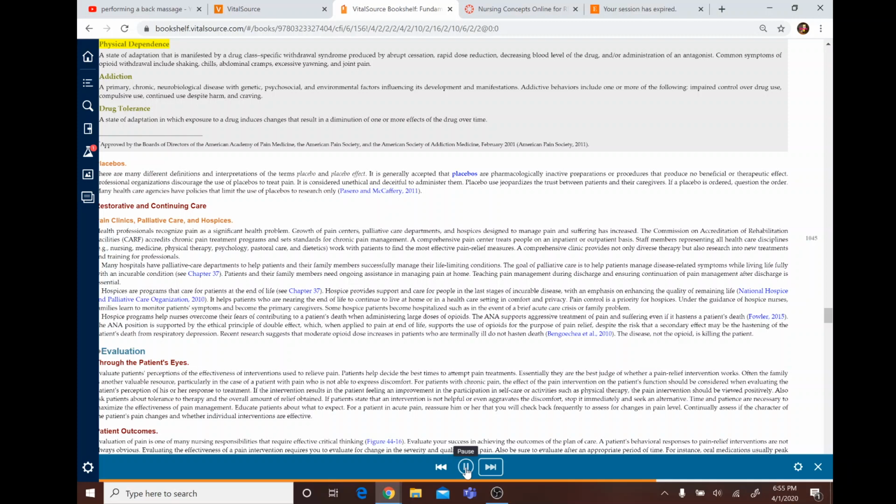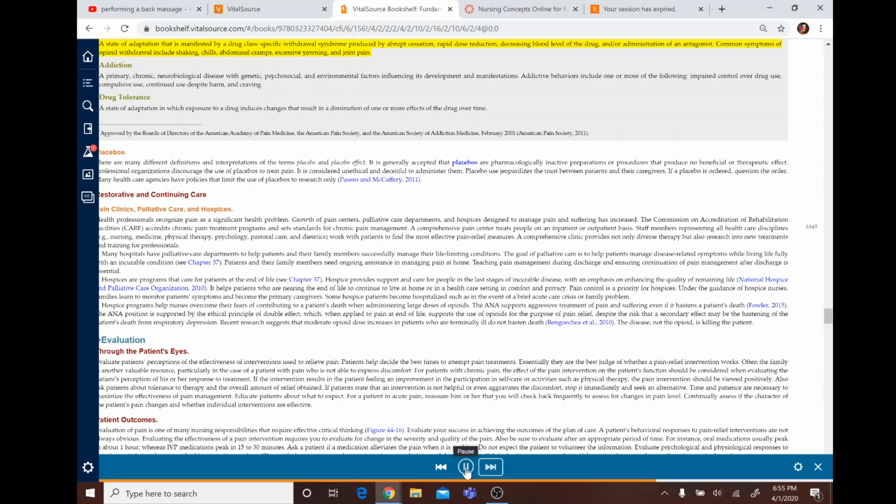Physical dependence. A state of adaptation that is manifested by a drug class-specific withdrawal syndrome produced by abrupt cessation, rapid dose reduction, decreasing blood level of the drug, and/or administration of an antagonist. Common symptoms of opioid withdrawal include shaking, chills, abdominal cramps, excessive yawning, and joint pain.